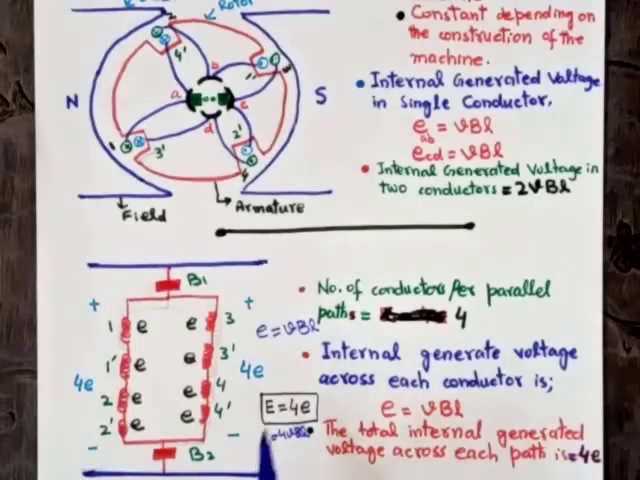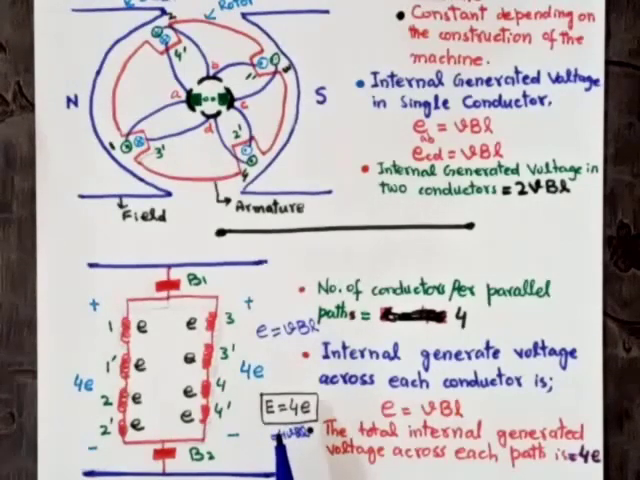That's why the induced voltage is equal to the total number of conductors per path times E, where E is the induced voltage in a single conductor, which, as we know, is E = vBL. This equation tells us to just multiply the voltage across a single conductor by the number of conductors, where E is the voltage across the single conductor and 4 is the number of conductors per path.